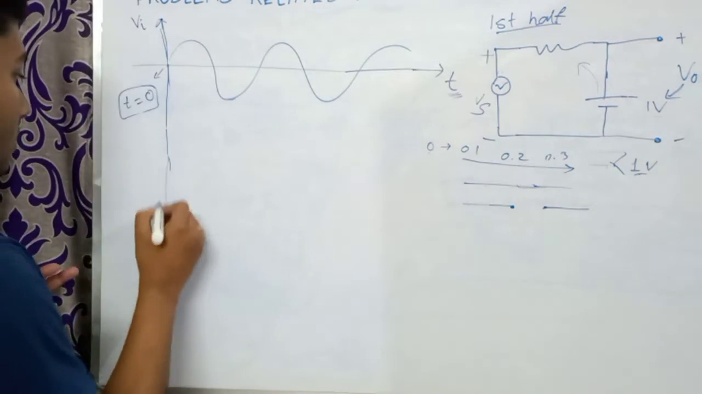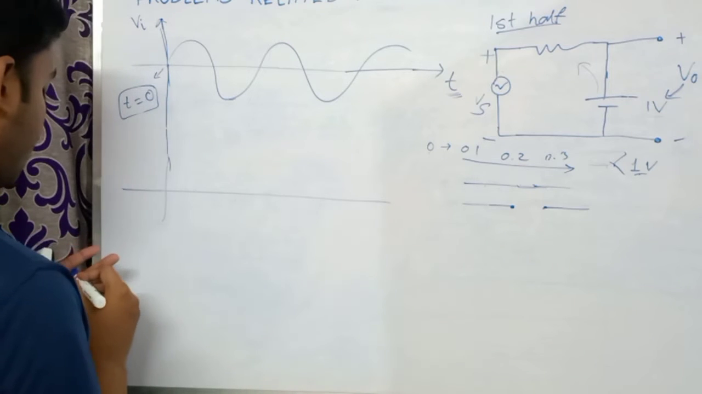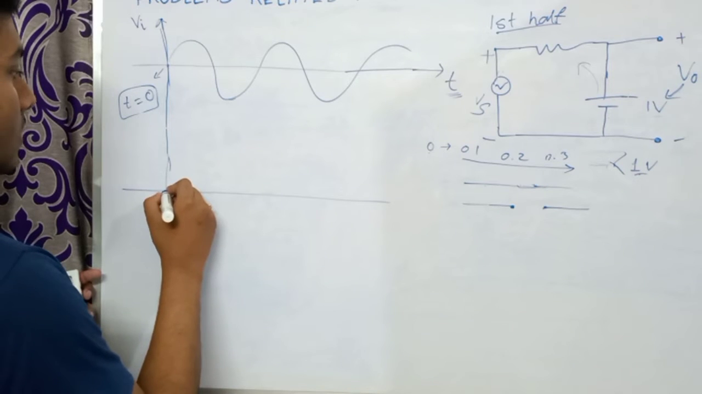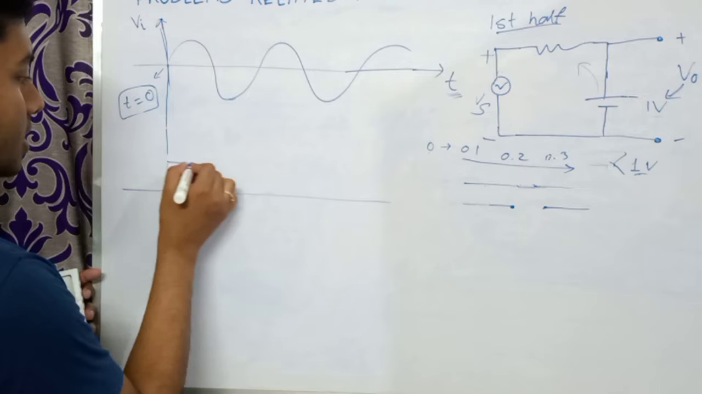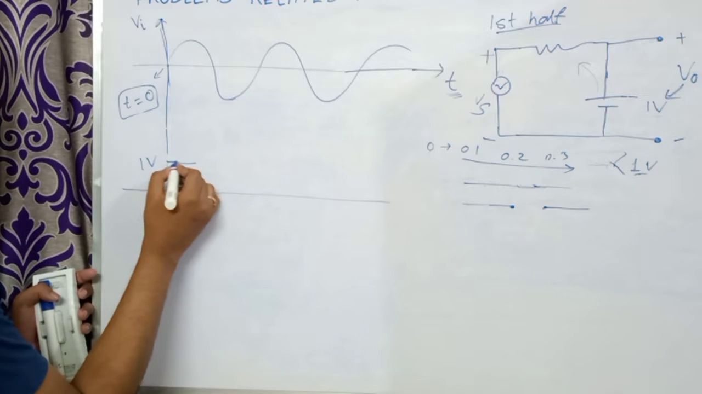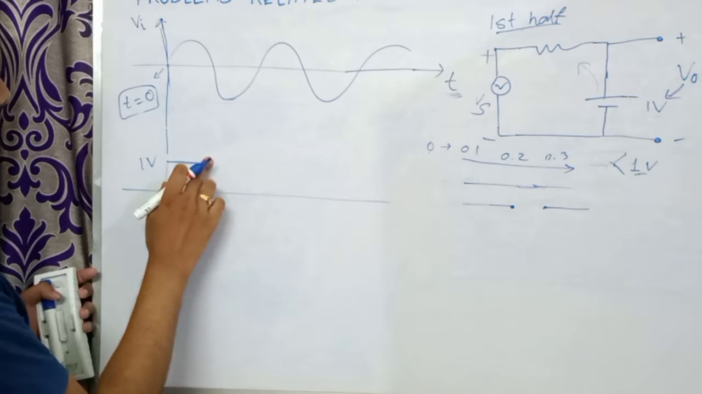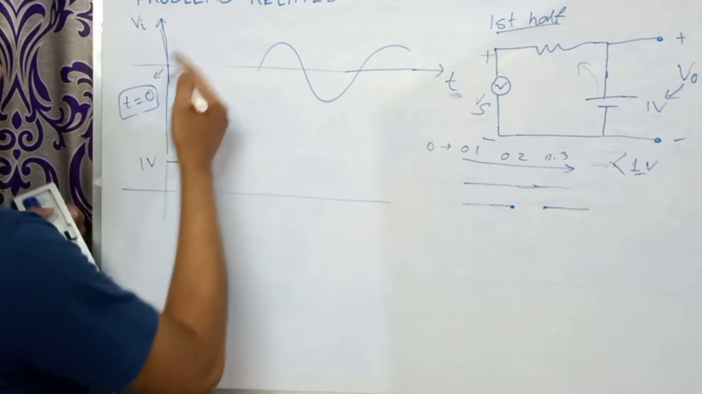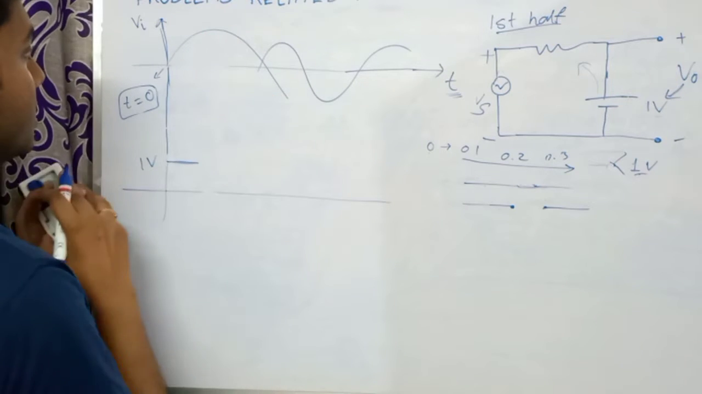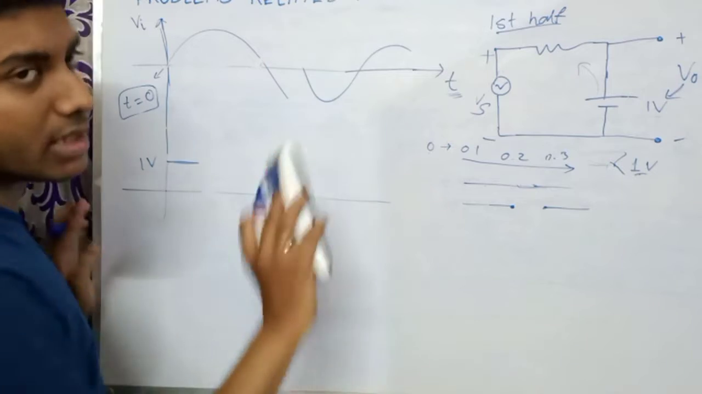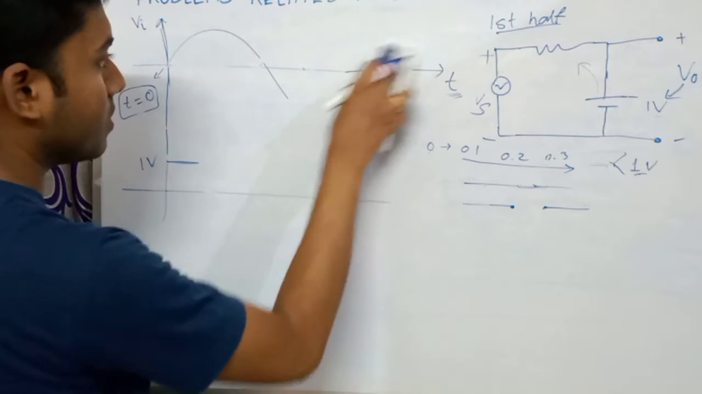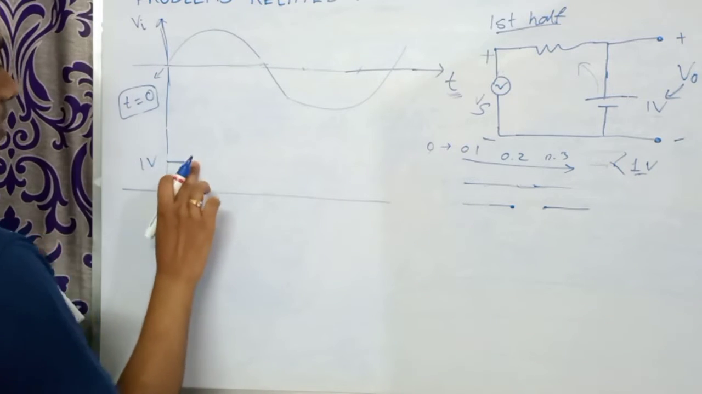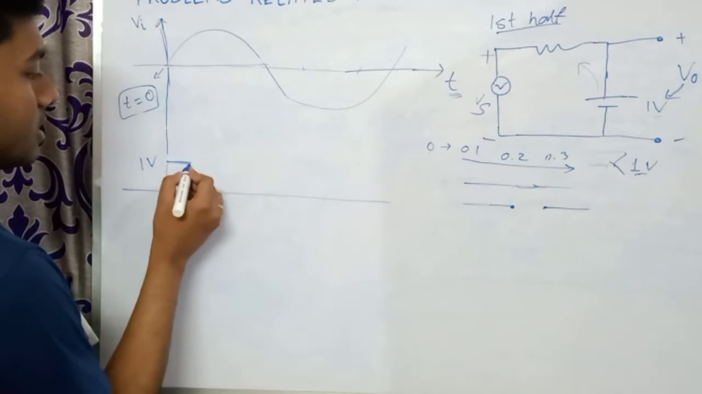That means what will be the output? Let us draw the output. The output will be like this. This will be 1 volt first. Initially, suppose this is the 1 volt line. So this will be 1 volt for some time. Suppose I am expanding this wave like this. This is the wave, suppose, for clear understanding only. Then for this time, it is at 1 volt.